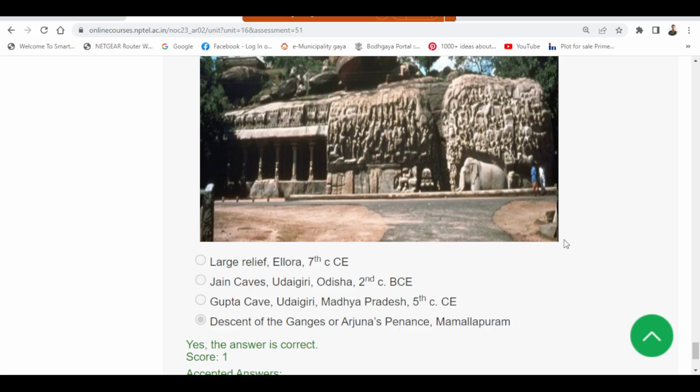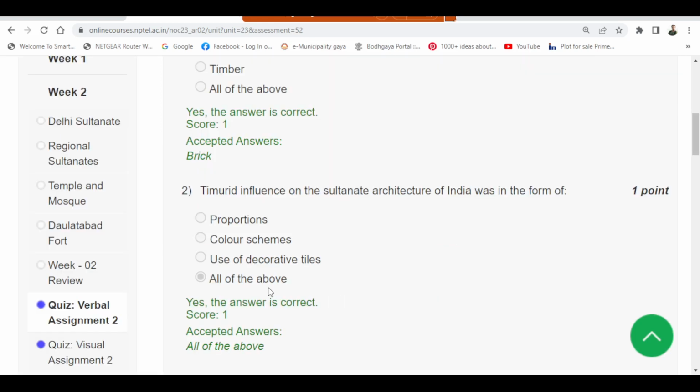So the architecture of Sultanate Bengal is characterized by the use of bricks. The Timurid influence on the Sultanate architecture of India was in the form of following the proportions, color schemes, use of decorative tiles. So the answer is all of the above. The fort of Bidar was built by the Bahmani sultans. The hammams were lit and ventilated by small openings in the roof. I might have shown you the picture in the second week, I guess.